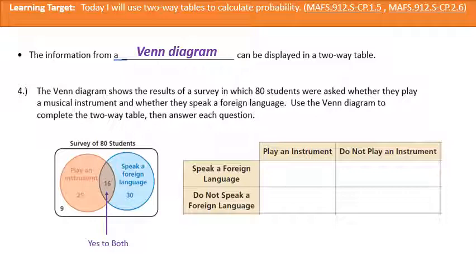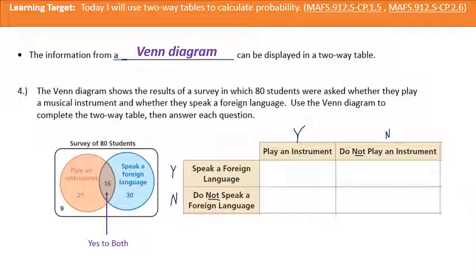Okay, so let's think about our two-way table. If we had to think about this as a yes or no question, how would we categorize this? Let me get my pen. If they play a musical instrument, they are a yes to an instrument. If they don't, that's a no. If they speak a foreign language, that's yes to a foreign language. If they do not, we would say no. So far, so good. Sometimes the yes, no can be helpful. Anywhere it says not, that means no.